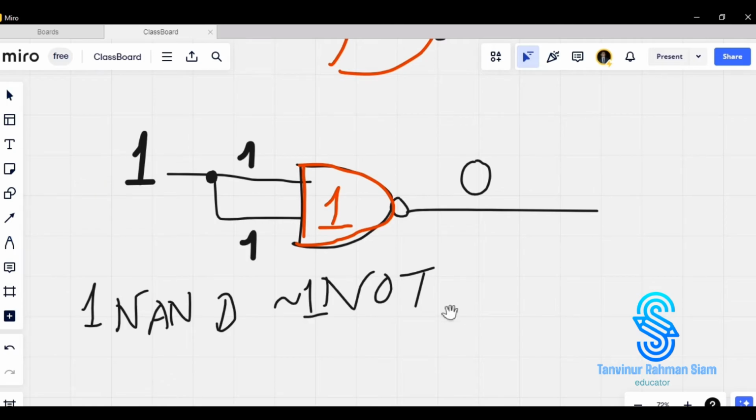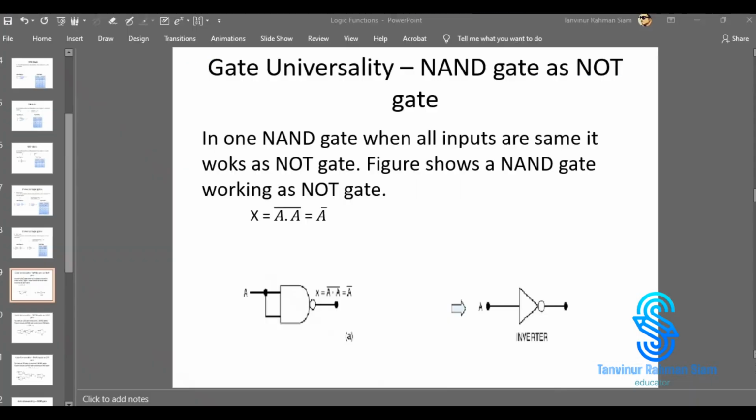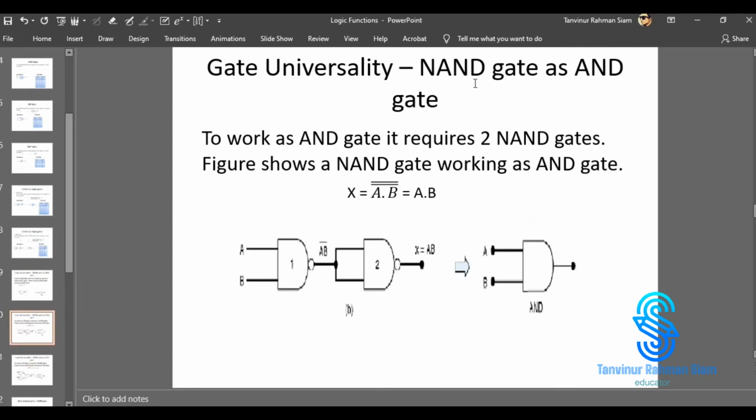This is the way they're working. Okay. After that we have, and moreover you will remember that it's termed as, or coined as, inverter. This is very important. Okay. After that we have NAND gate as AND gate.